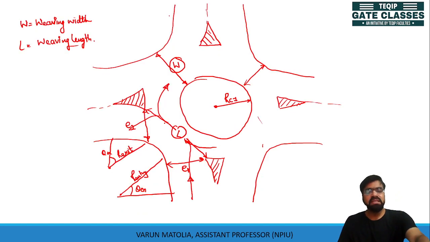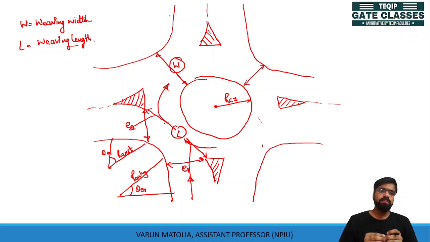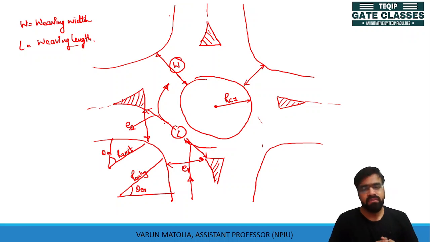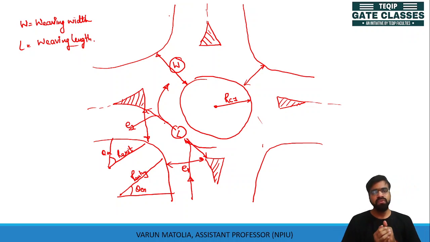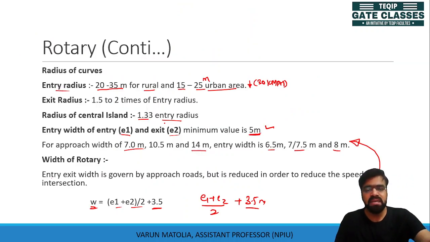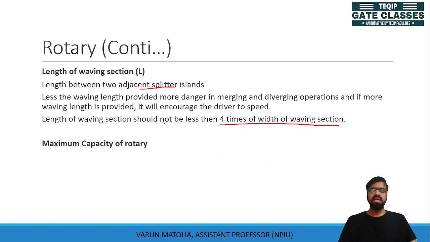But if this length is provided more, we say less length is dangerous, so let's provide as much length as possible. But this will allow the drivers to speed up. We don't want drivers to speed up into the rotary, so we will keep this length limited. This length should be at least 4 times your weaving section.